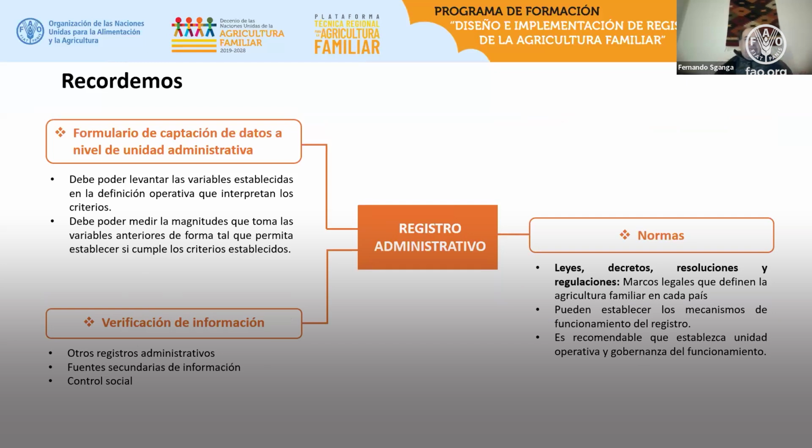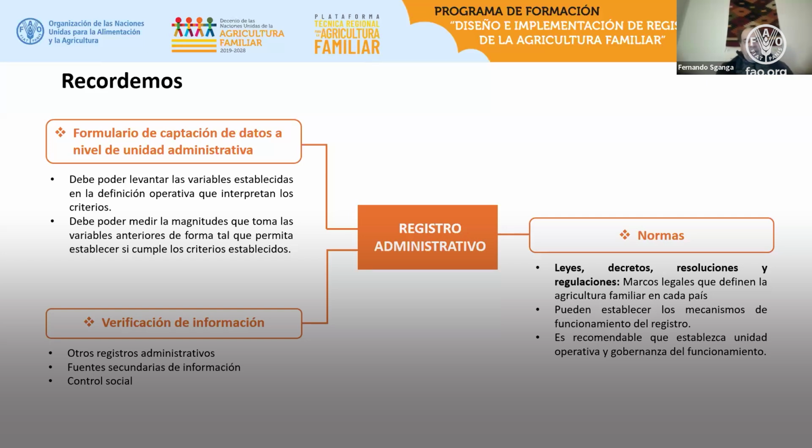And then to get to the register, which is what we are discussing, we will have specific elements to be able to collect the information for the register. We will have a form for collecting the data, and that form has to gather information and variables that are defined in the operational definition, which needs, of course, criteria, variables and magnitudes that are very clear. And that's the information that this form should collect.